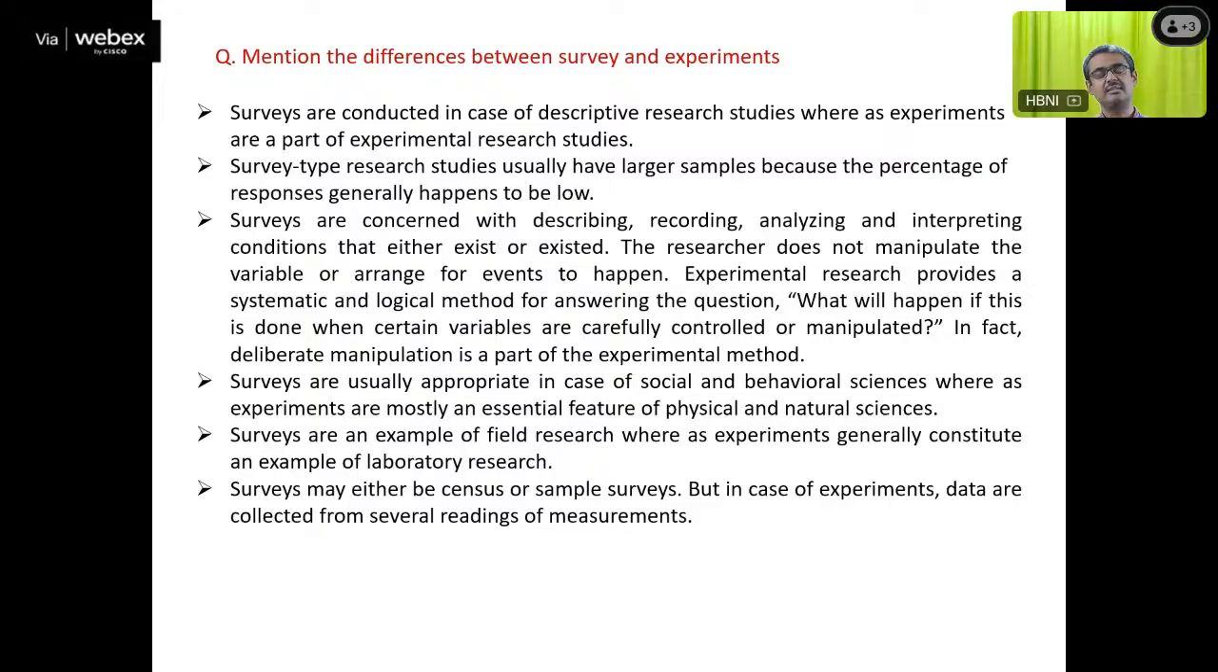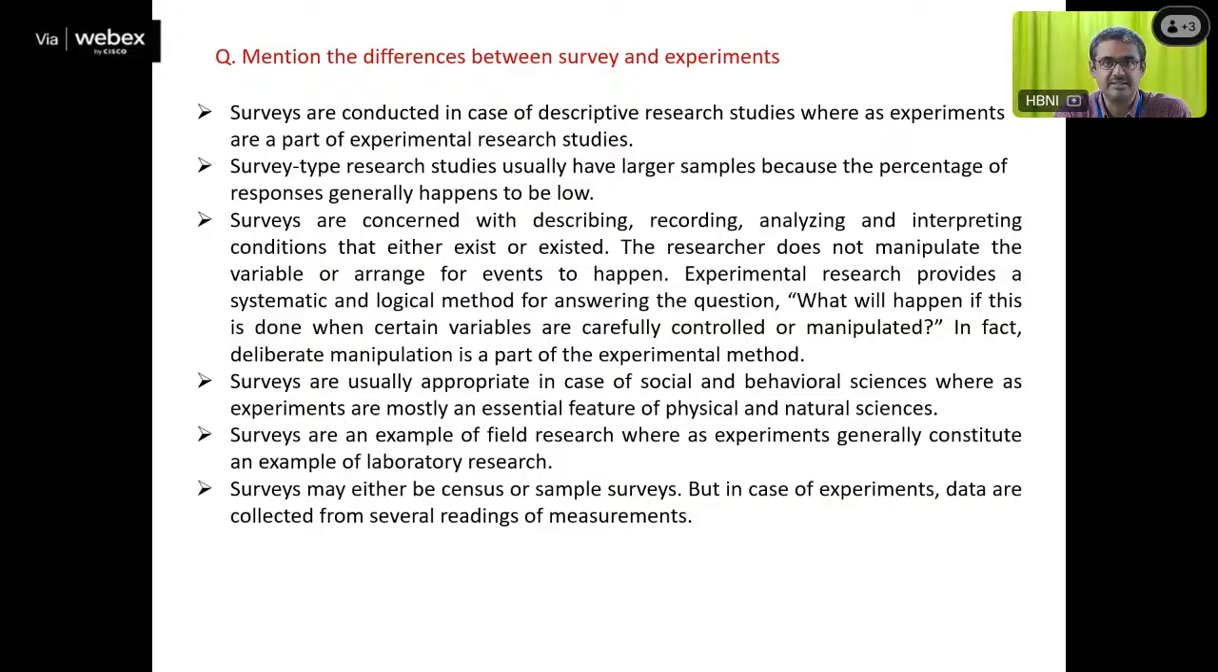Okay, so in sciences, mostly you do experiments, while surveys you do in case of social and behavioral sciences. Surveys are an example of field research, whereas an experiment generally constitutes an example of laboratory research. In general, all things are written in general. Experiments can be conducted in the field as well, but in general, a survey is always field research, whereas experiments are in general conducted in laboratories.